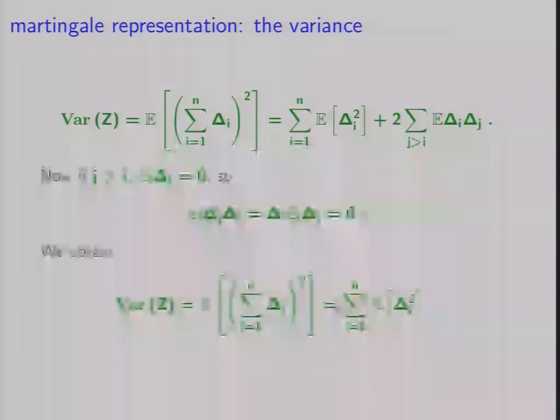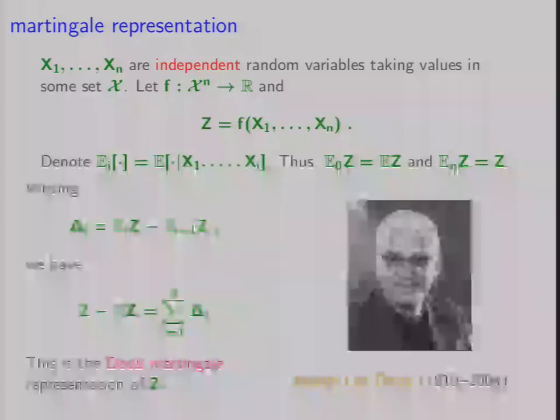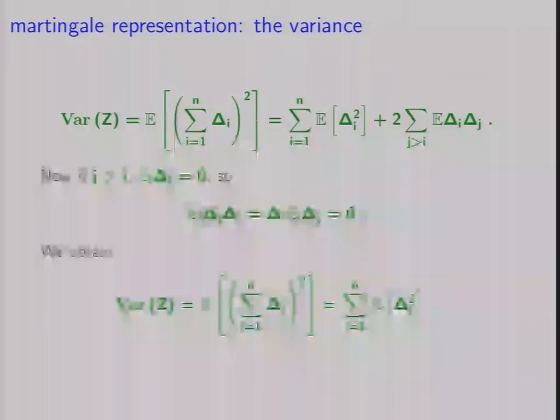So what's the expected value? There's an index I there, so that means that I take the expected value and I fix the first I random variables. And what's delta I? If you look at the definition, here we fixed the first I random variables, and here we fixed the first I minus one random variables. So if I take the expected value by fixing the first I random variables, then delta I is a constant.